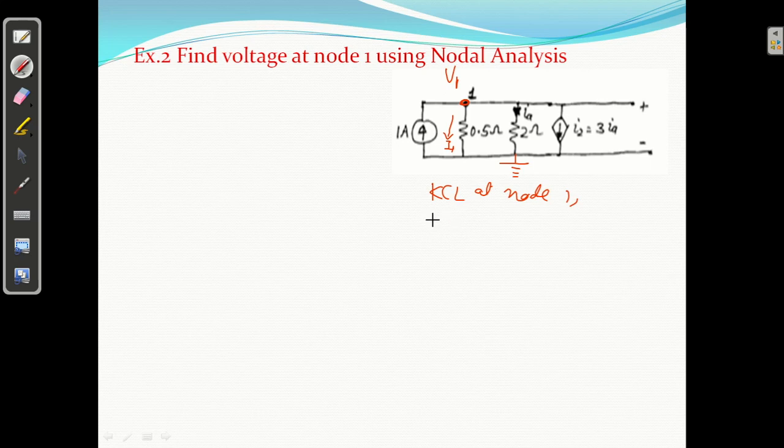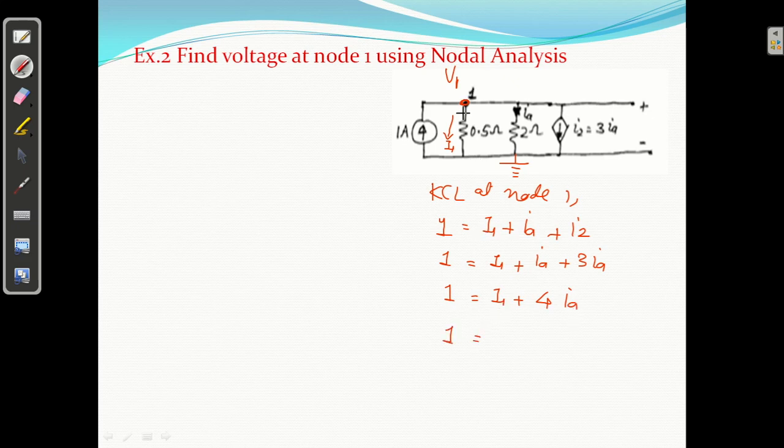KCL at node 1. What is the KCL? Incoming current 1 ampere equal to outgoing current. I1 is outgoing, plus IA is outgoing, plus I2 outgoing. So 1 equal to I1 plus IA plus I2, and I2 is 3IA. So you will get 1 equal to I1 plus 4IA, 3IA plus IA, 4IA.